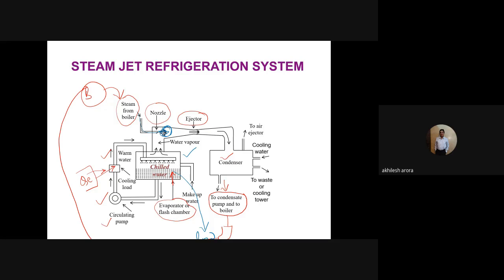Now you see here, there are certain nozzles which are spraying the warm water, which is coming from here. The water being sprayed is evaporated because of the high velocity steam coming out from the nozzle. So it entrains the moisture and converts that moisture into steam, and the heat required for converting that moisture into steam is taken from the water which is present here.